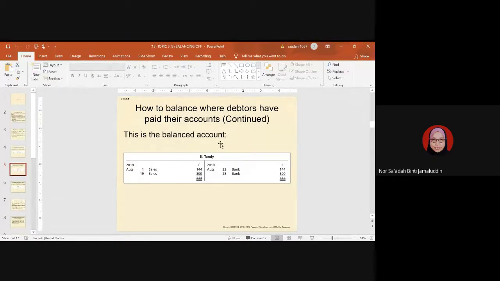The first thing that you should remember in your mind is that in order to close our T account, the amount on the debit side and the amount on the credit side must be equal. Must be equal. This is the first thing that you should remember. In this example, the debit side and the credit side are equal, so we do not need to put in a balancing figure to make them equal.